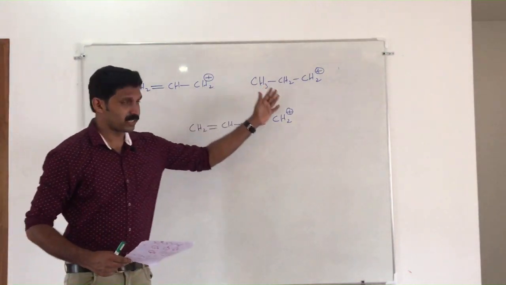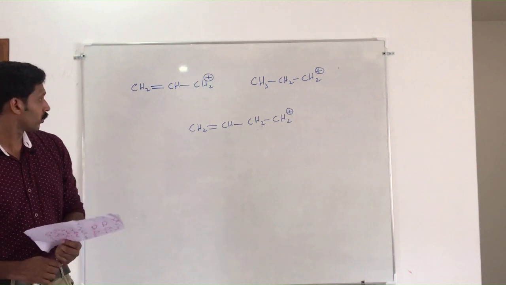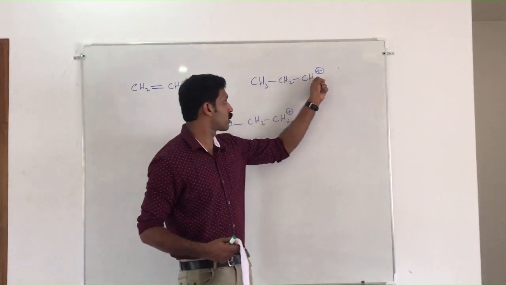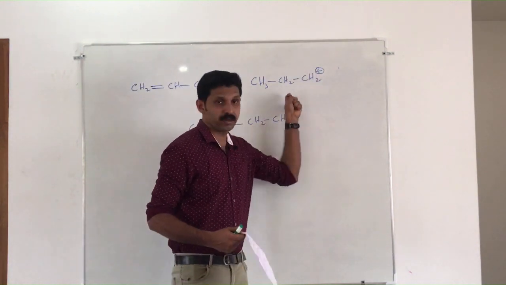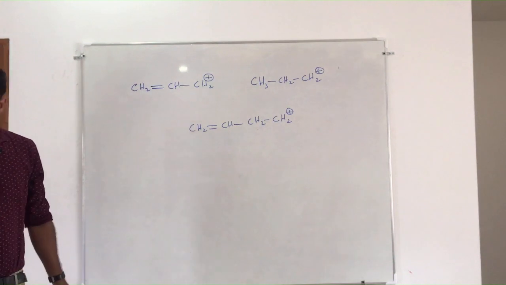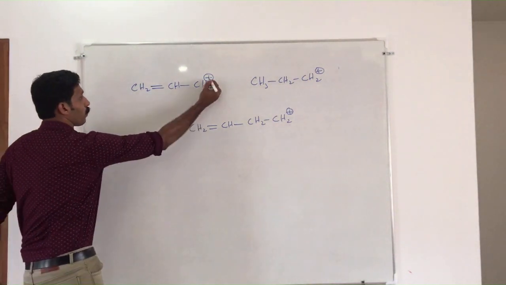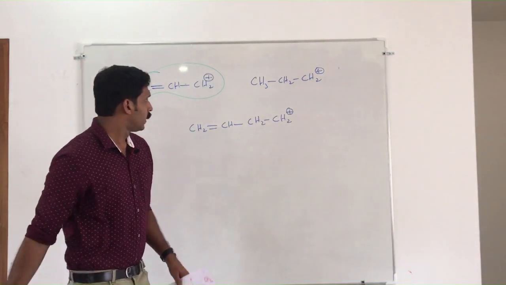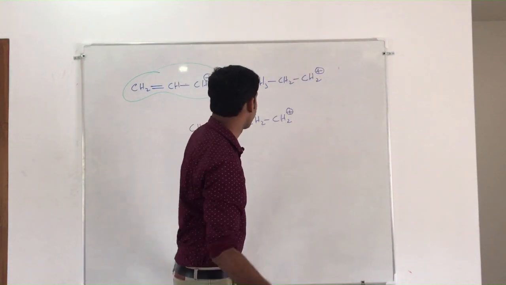This is the next question. Look at the answers: CH2=CH-CH2+, CH3-CH2-CH2+, and CH2=CH-CH2-CH2+. First you have to look at whether resonance is possible or not. Here, plus, single, double, so resonance is possible. Here there is no resonance, only plus.